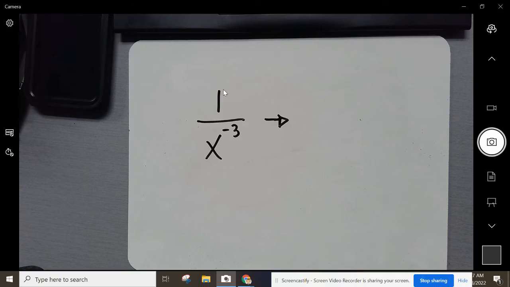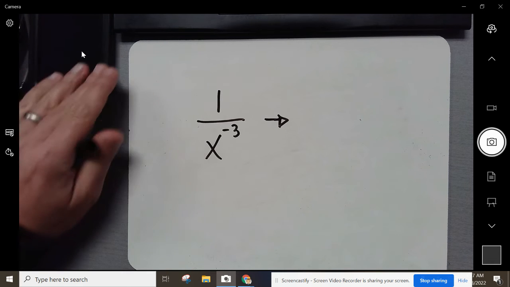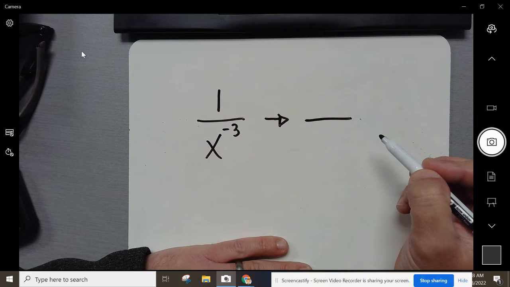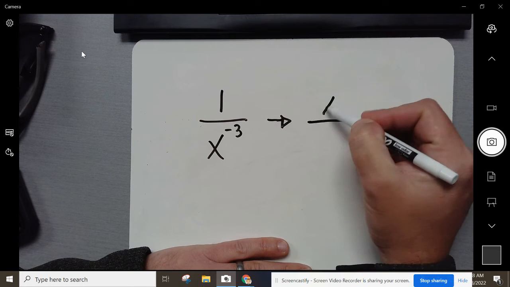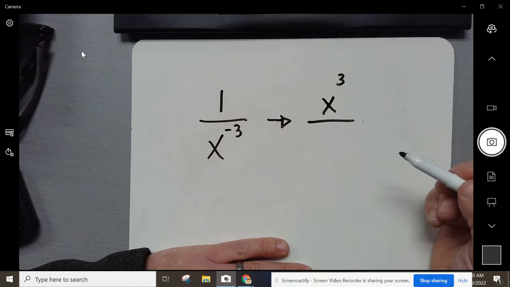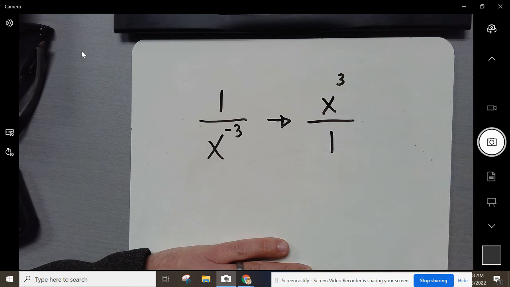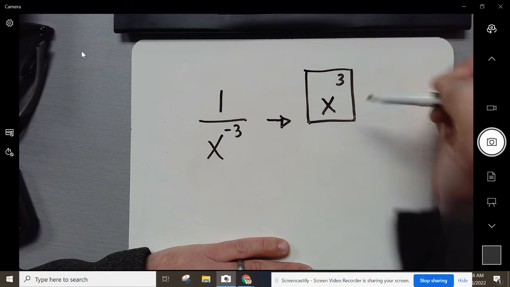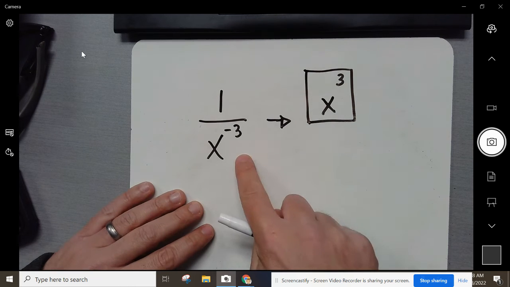When it was on the top, we had to flip it to the bottom. Now that it's on the bottom, we can't leave it there. It has to flip to the top. So we're going to flip this to the top, make it positive. Do we have to put a 1 underneath? You can, you don't need to. This is your final answer. All right? It did the reverse right there, right?